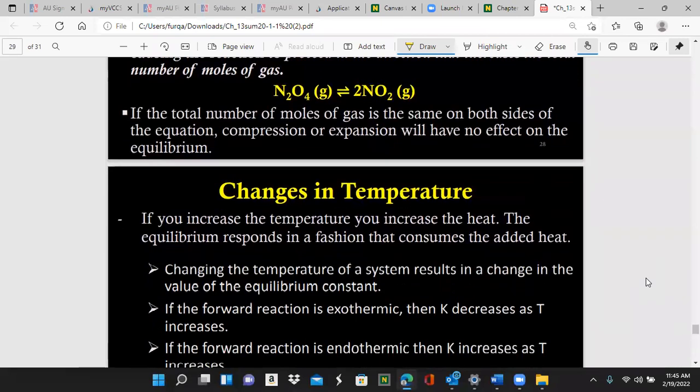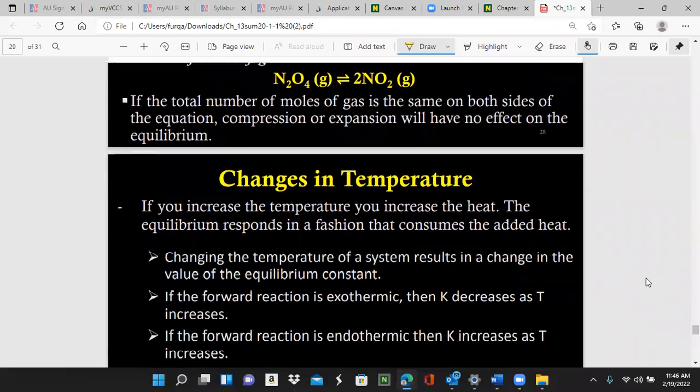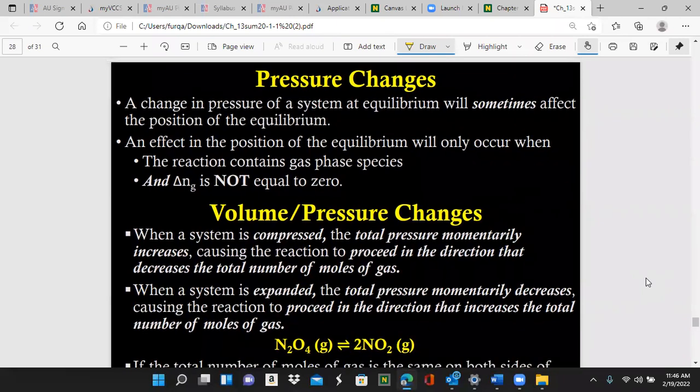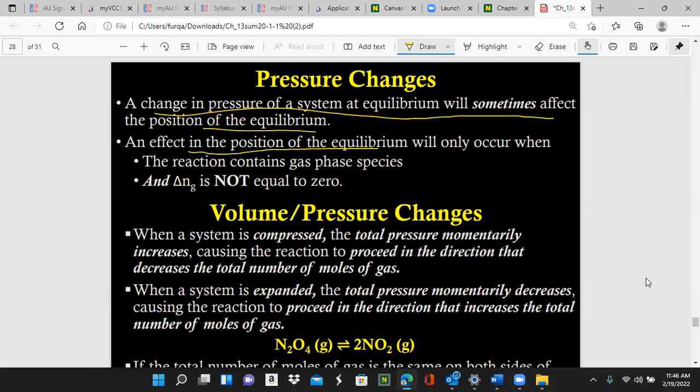So when the K is given to us, they're interested in the concentration of a species at the equilibrium. So we know that the volume and pressure change also changes the concentration. So there will be a disturbance in the equilibrium. Okay. So a change in the pressure of a system at equilibrium will sometimes affect the position of the equilibrium. Why? An effect on the position of the equilibrium will only occur when the reaction contains gas phase species. That is important. And the delta N is not equal to 0.